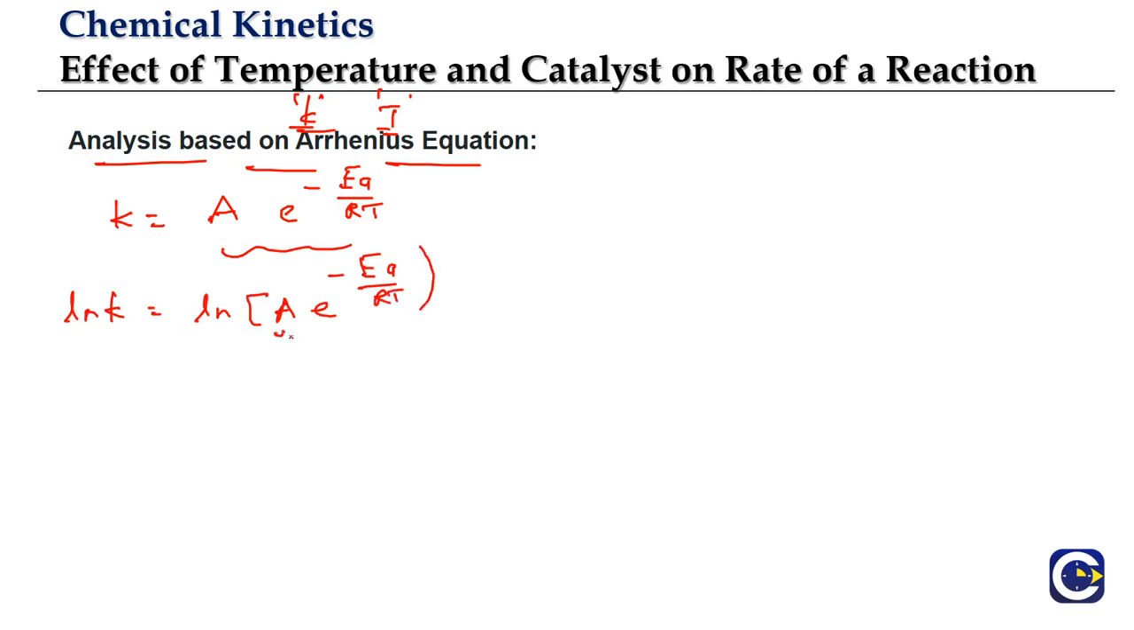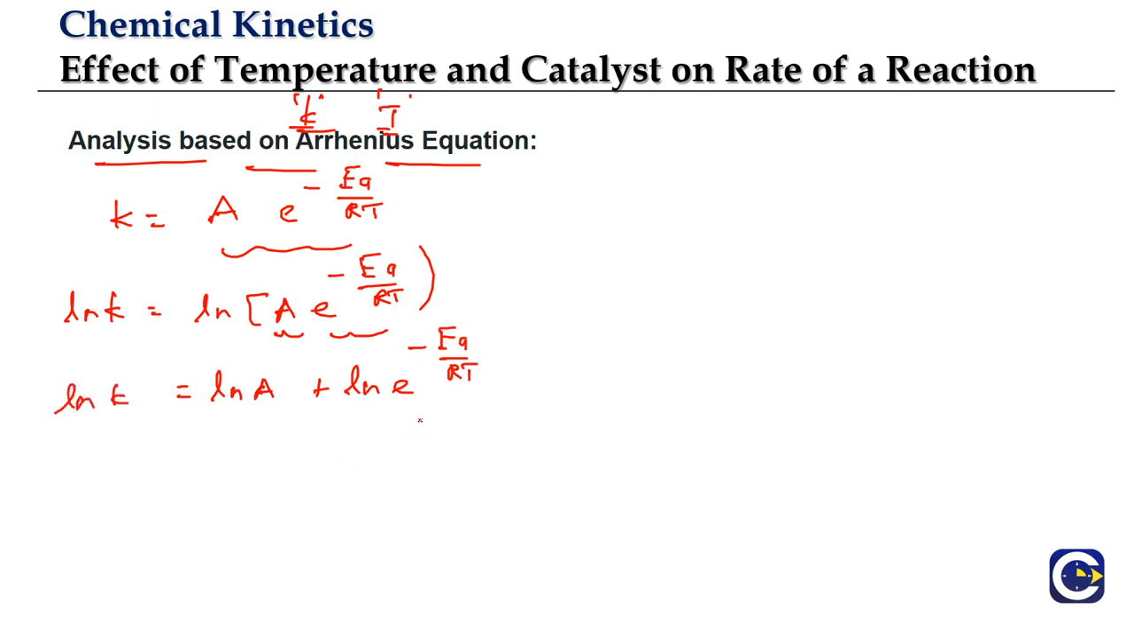So we have two terms here. The first term is A, and the second term is the exponential term. We have a property of logarithm: log of A into B will be log A plus log B. So we are using the property of the logarithm.